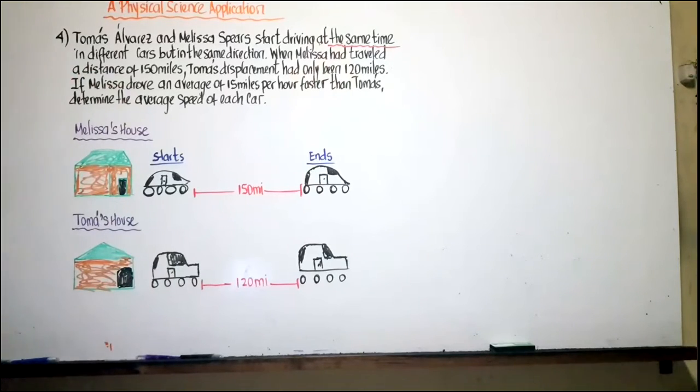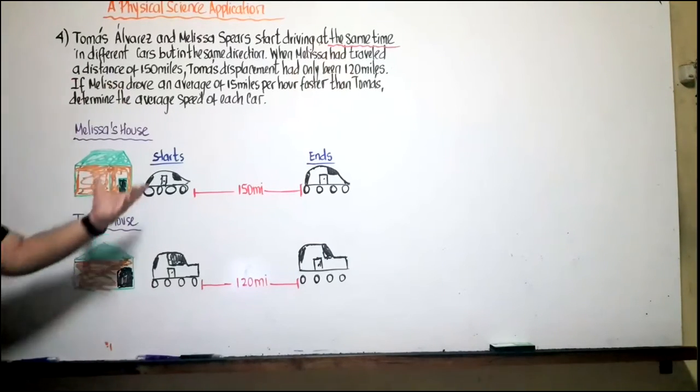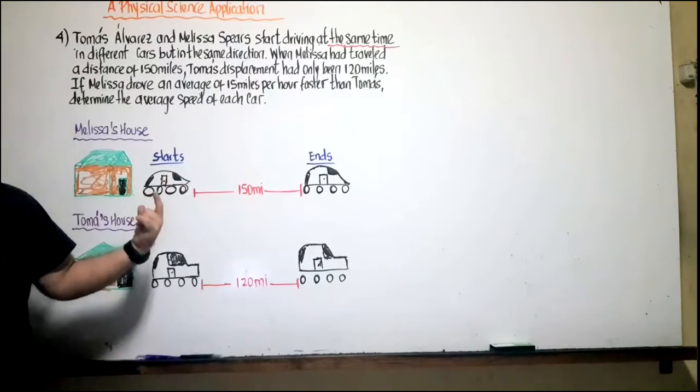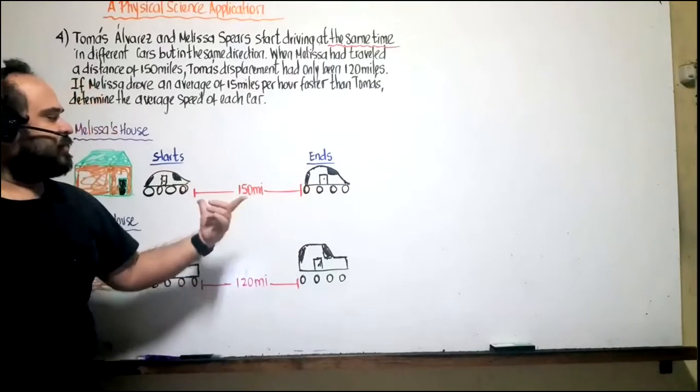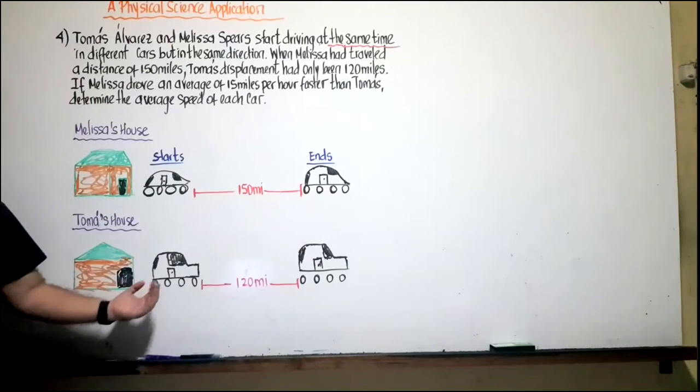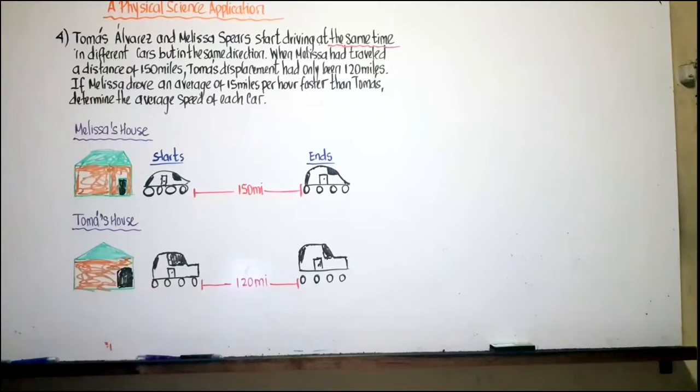According to the problem, Melissa has traveled a distance of 150 miles. This is an illustration of what the problem says. This is Melissa's house, the starting point. This is going to be the ending point, and she moves 150 miles. Meanwhile, Thomas, starting from his house, just to give an example, drives only 120 miles.